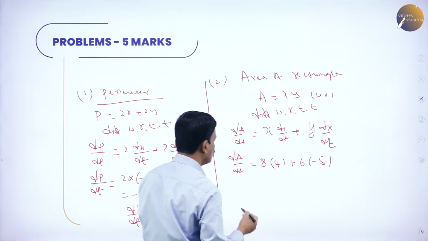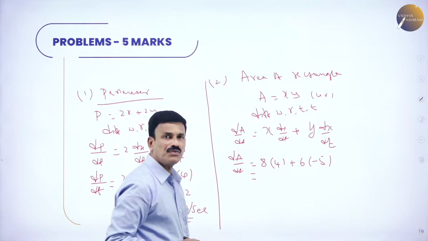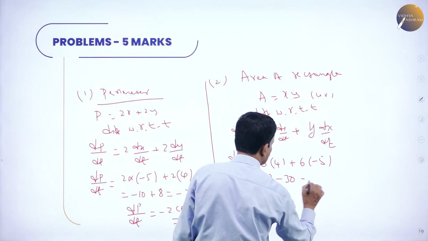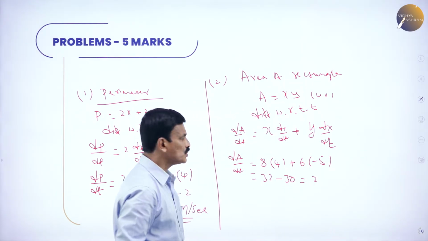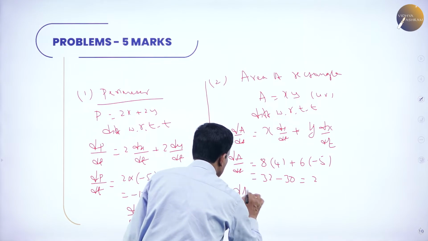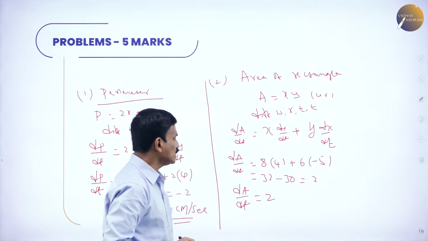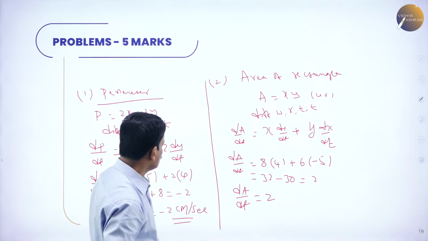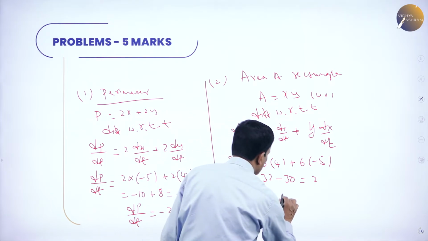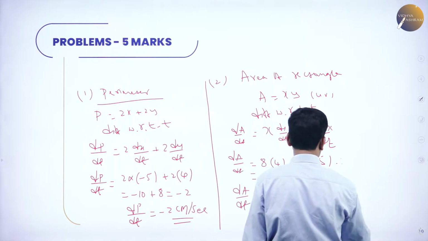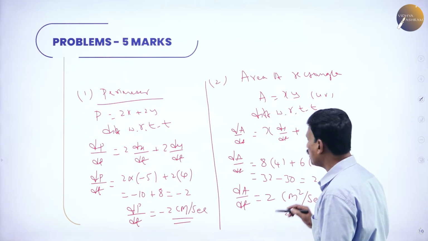minus 5. Simplify this. 8 into 4, 32, minus 6 fives are 30, 32 minus 30 is 2. So therefore dA by dt, the rate of change of area of the rectangle, is 2 centimeters square per minute. That's it. So therefore, let me write the final part.